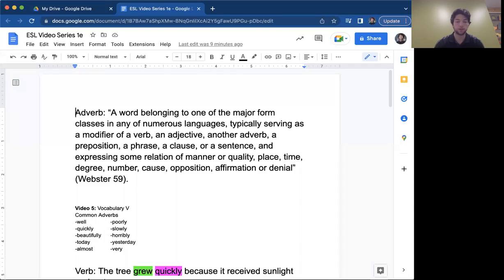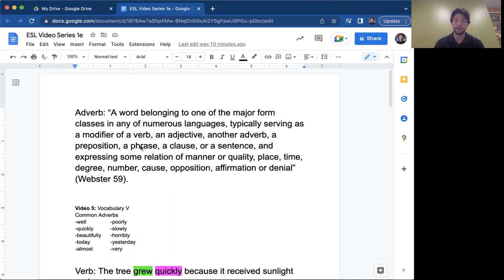Here we go. Okay, so let's start with the definition. An adverb is a word belonging to one of the major form classes in any of numerous languages, typically serving as a modifier of a verb, an adjective, another adverb, a preposition, a phrase, a clause, or a sentence, and expressing some relation of manner or quality, place, time, degree, number, cause, opposition, affirmation, or denial. So we're going to break it down a little bit further.